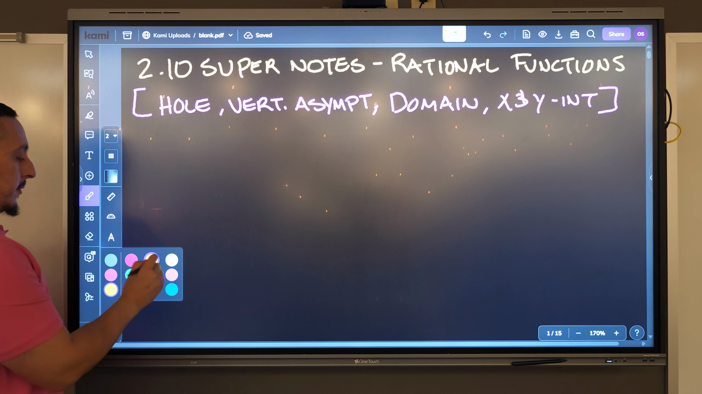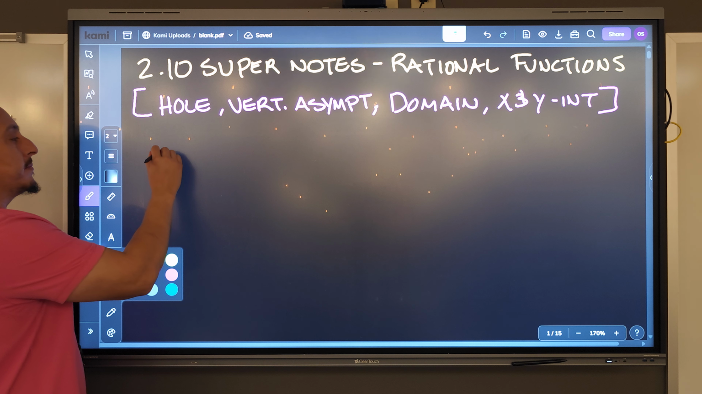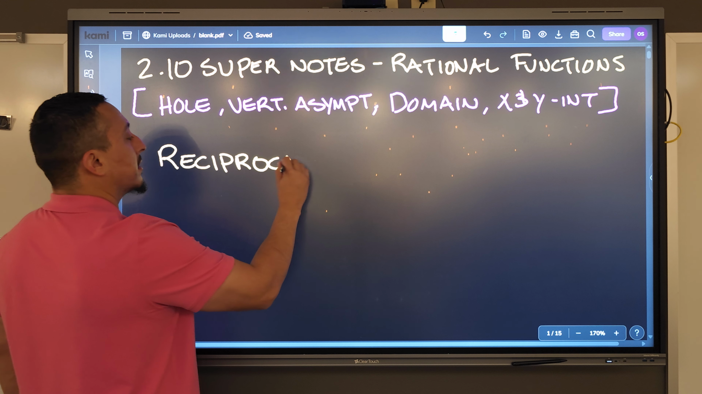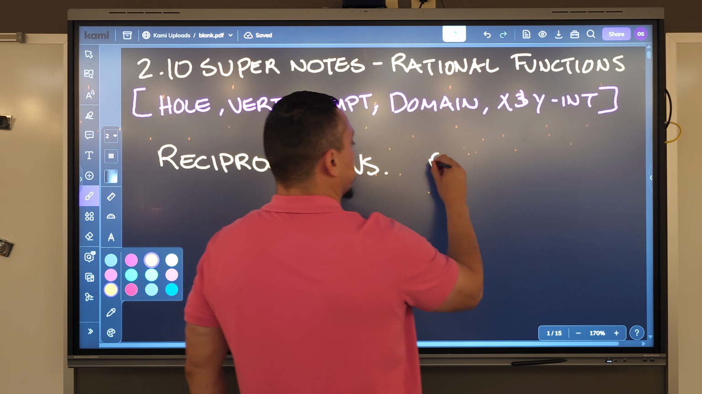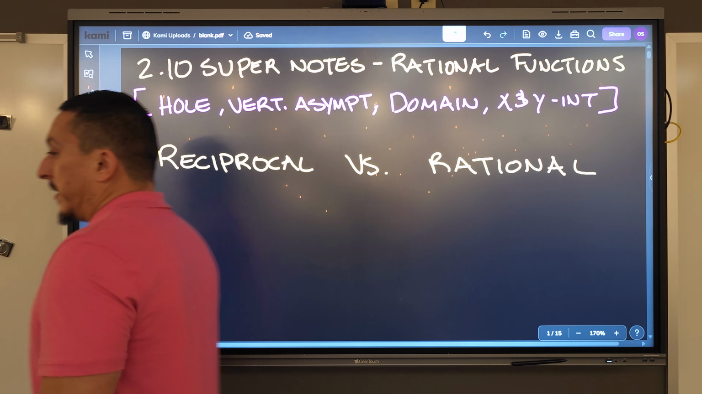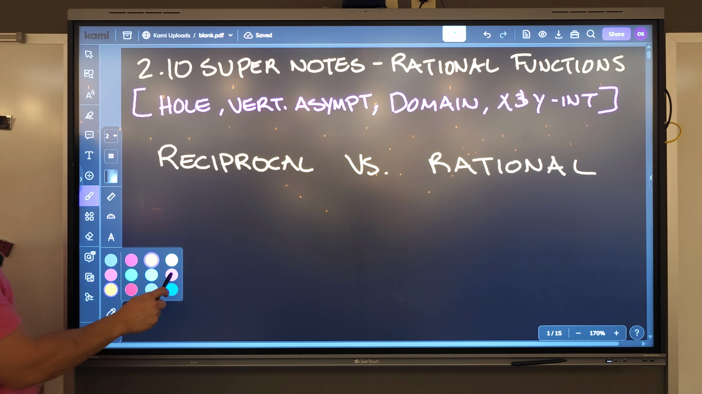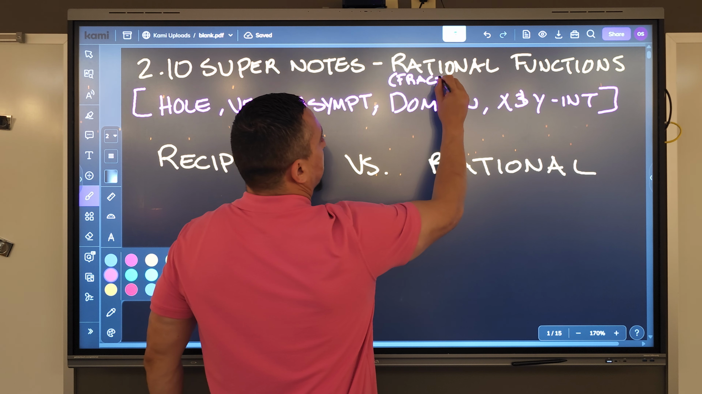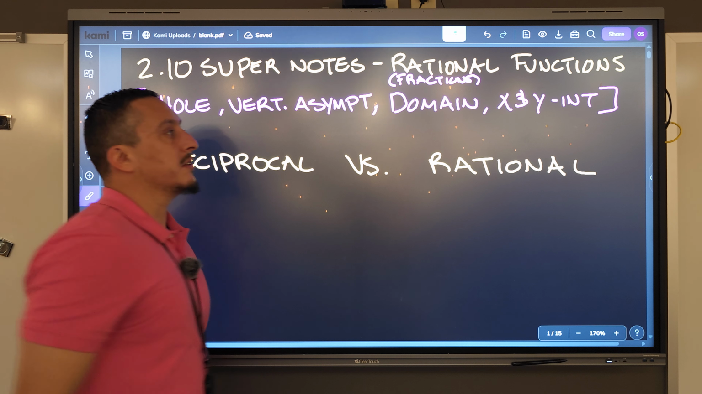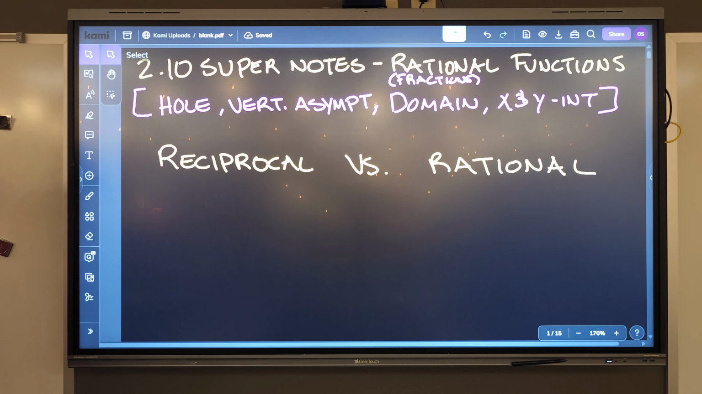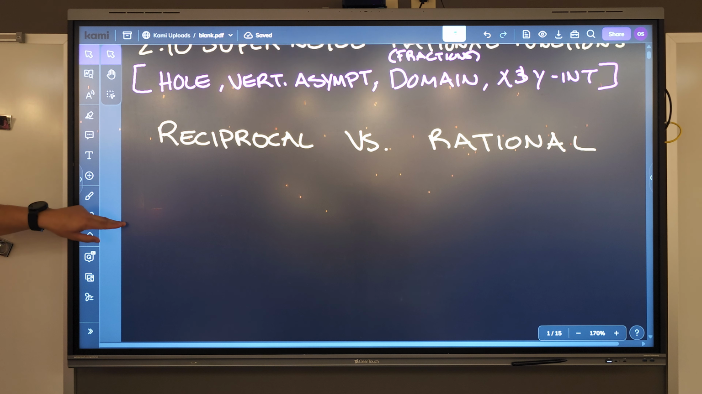So let's do a real quick comparison between reciprocal versus rational. Okay. Rational is a fancy math word for fractions. So we're doing functions that are fractions. Okay. But on Friday, we also did functions that look like fractions. So how can you tell them apart?